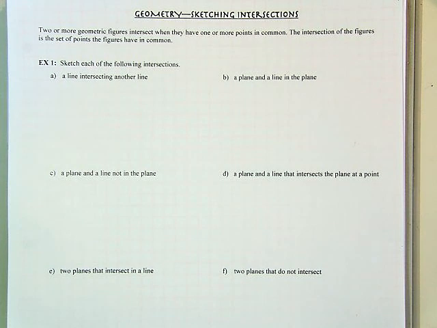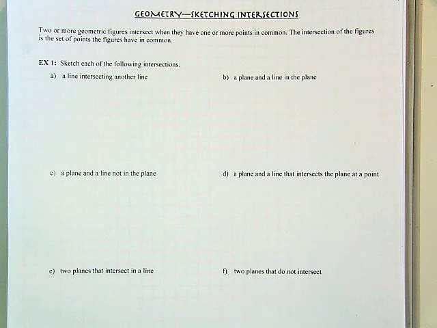All right, today we are taking on relationships with intersections and how to draw them. Two or more geometric figures intersect when they have one or more points in common. The intersection of figures is the set of points the figures have in common. So, we want to sketch each of the following intersections.